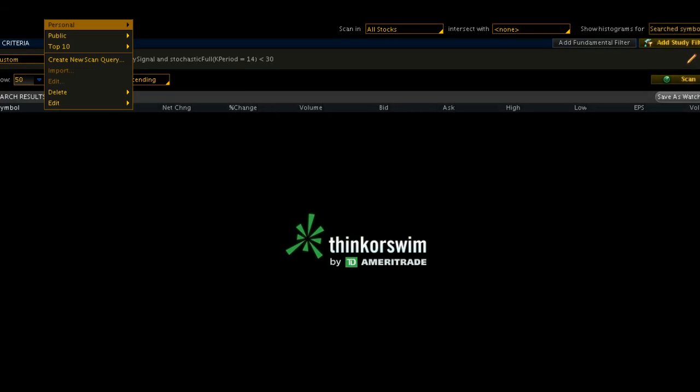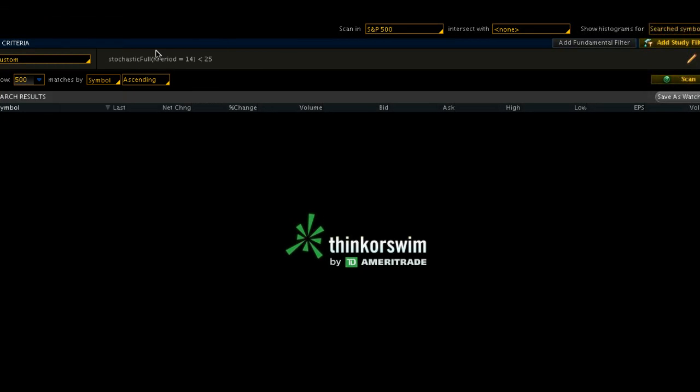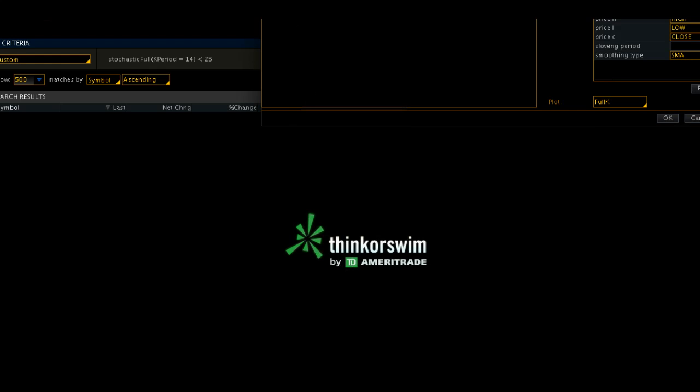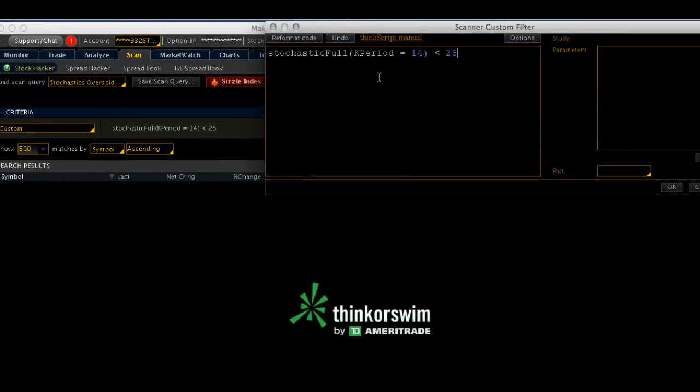Yeah, you can scan. I got some personal scans. I got a stochastics oversold scan. If we do a stochastics oversold scan, you're doing stochastics full with K period equals 14, and it's less than 25. That's just a basic scan.